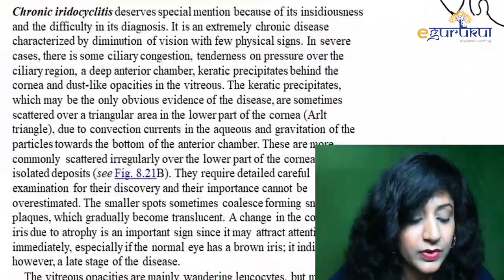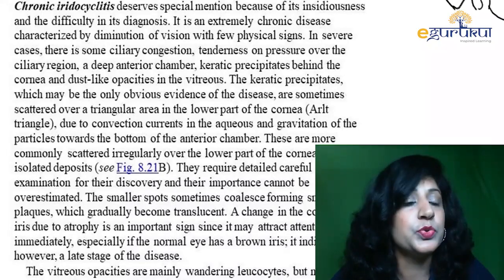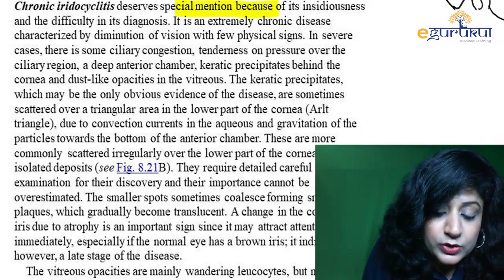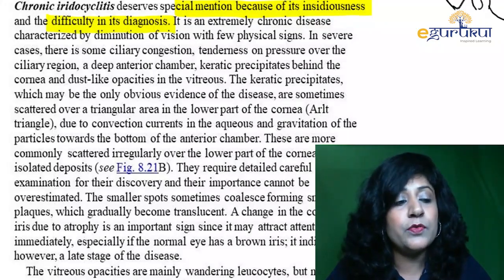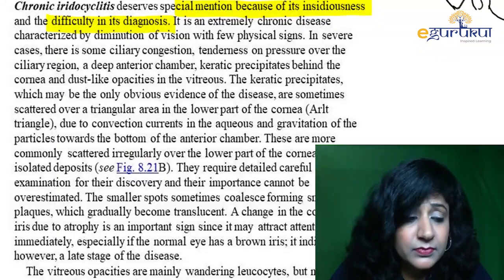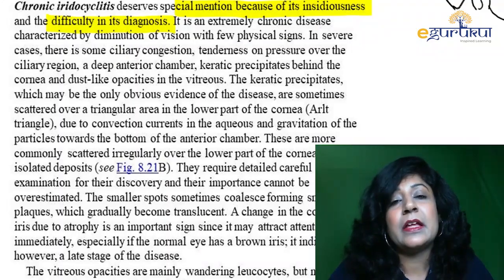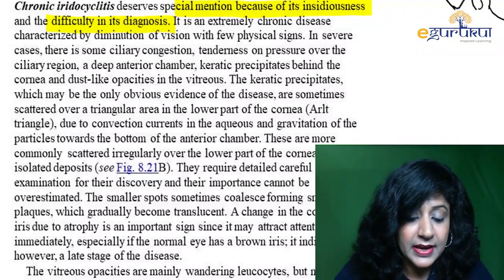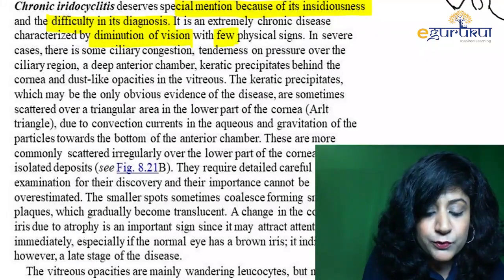Now we will be dealing with the chronic iridocyclitis. Till now you have seen the changes in the acute one. The chronic iridocyclitis deserves a special mention because of its insidiousness and the difficulty in diagnosis. Now slowly you will gradually find that this chronic iridocyclitis is very, very slow, and usually we have got some problems that we are facing. It's really challenging to diagnose it. It is an extremely chronic disease where you are having the diminution of vision with very, very few physical signs.